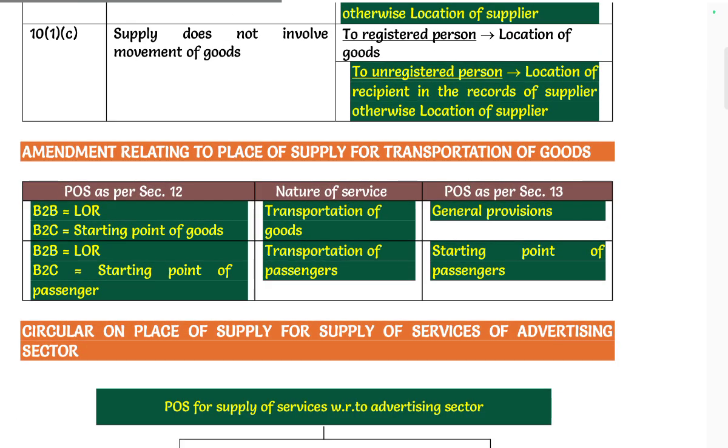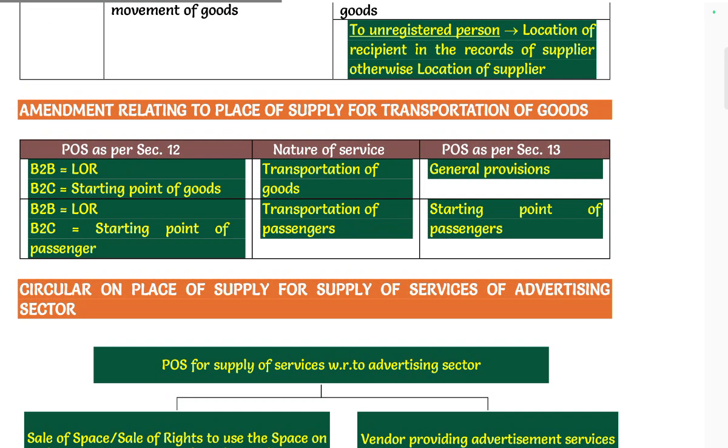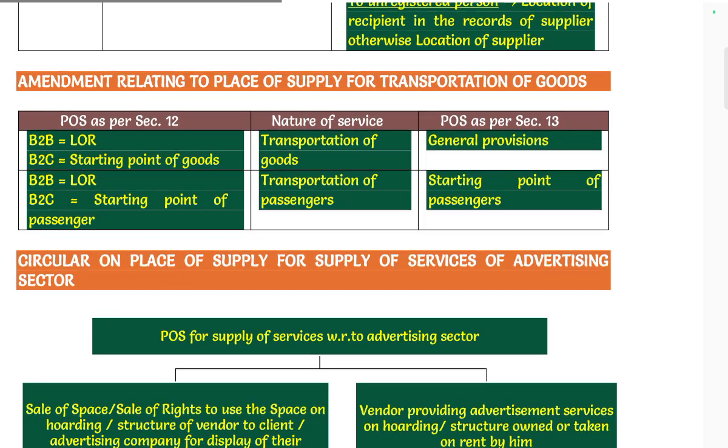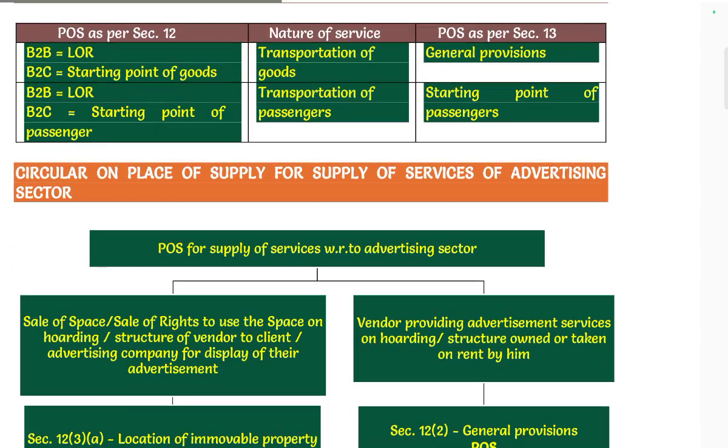Government, like the place of supply and transaction, transportation of goods. Place of supply section 12: B2B, B2B lower, B2C starting point of goods and later location of receipt. B2B, B2C starting point of passengers. Transportation of goods, general purpose section B2, where the supply is general location, and in the case of B2B is LO, and B2C starting point of passenger. Transportation is starting point of passenger.